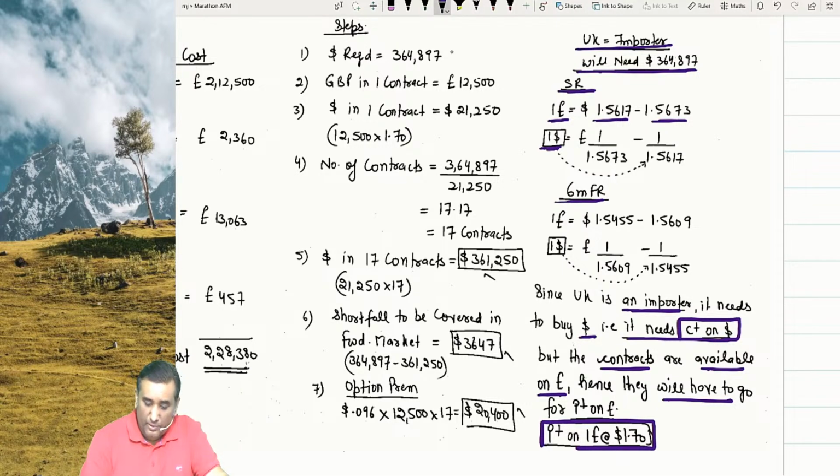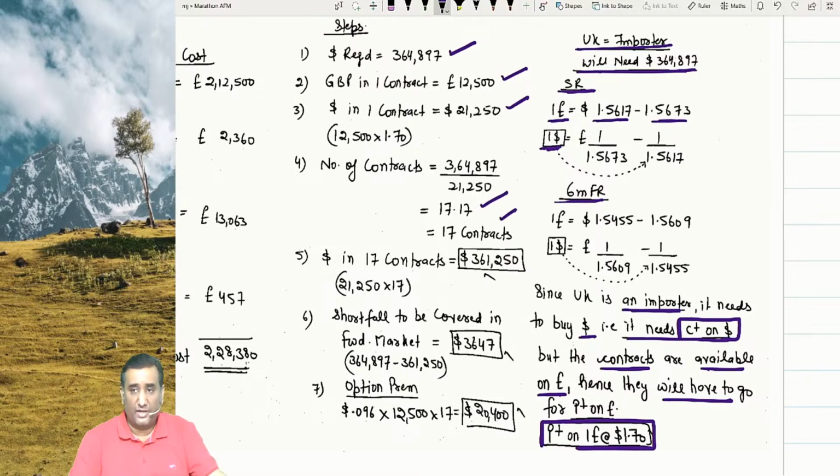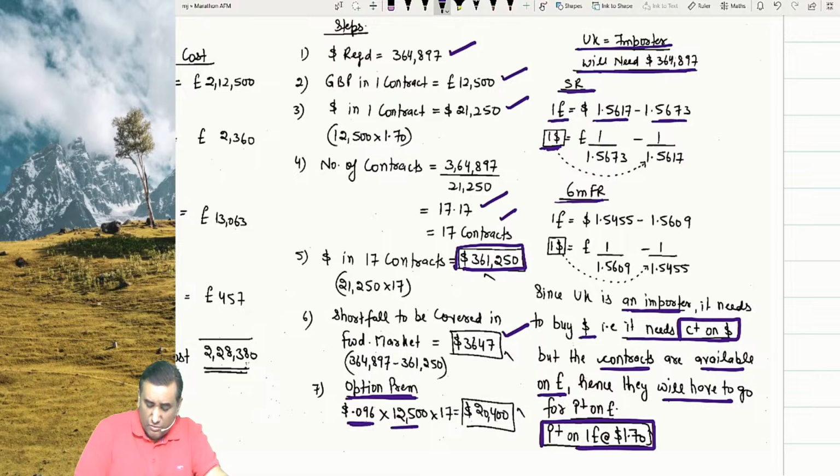Now the steps: I require $364,897. One contract gives me a pound of 12,500. In one box I give and bring back one box at 1.7, 21,250. Contracts come to 17.17, rounded off to 17. For 17 contracts we get 361,250. The shortfall to be covered by the forward market is 3647, and the option premium I pay is 0.096 into 12,517.